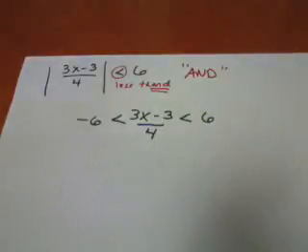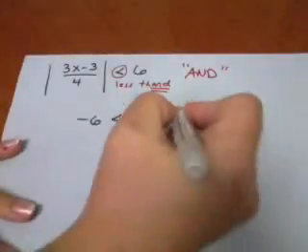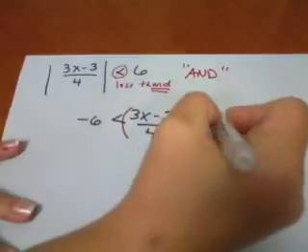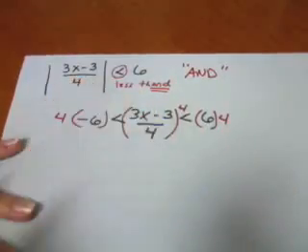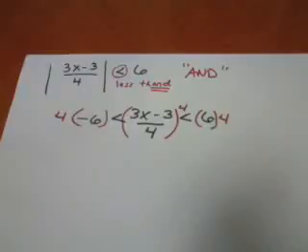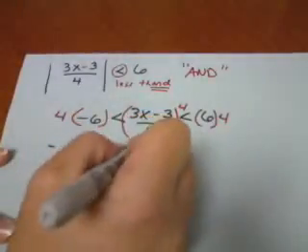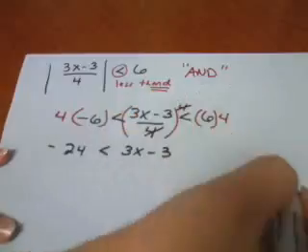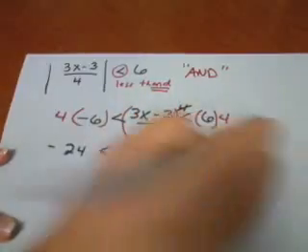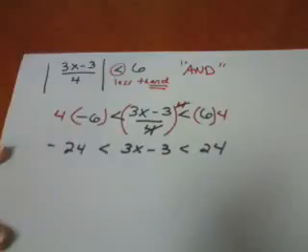Now in order to solve this, the first thing we're going to do is get everything away from the x in the middle, and whatever you do to the middle, you also do to the right and to the left. So you've got three parts you're working with. The first thing we're going to do is get rid of that 4, so I'm going to multiply all three parts by 4. Multiplying that middle part by 4 eliminates the denominator; they cancel out. So I end up with negative 24 is less than 3x minus 3, these 4's cancel, which is less than 24. Okay, that's my first step: get rid of the 4 in the bottom.